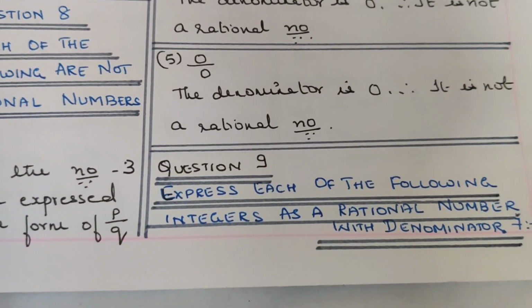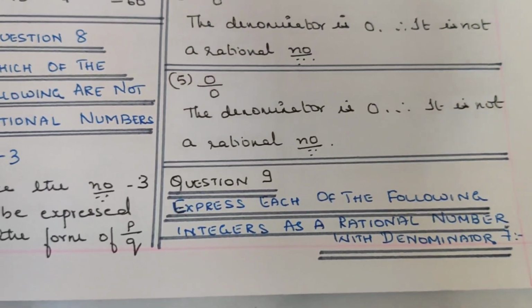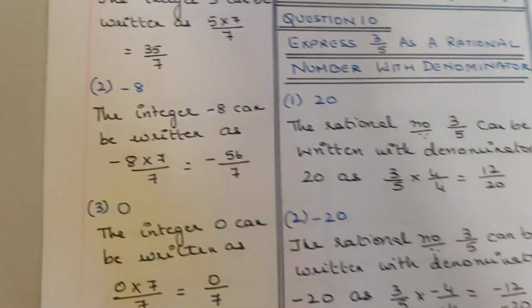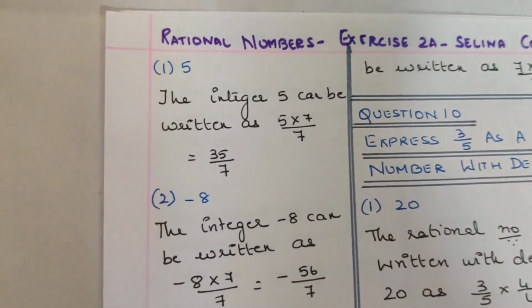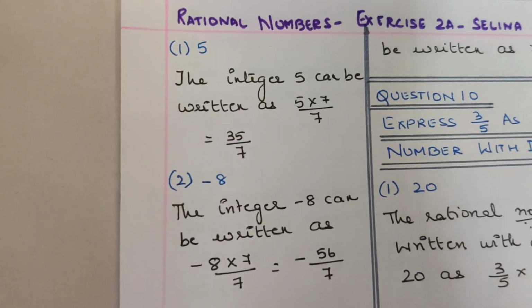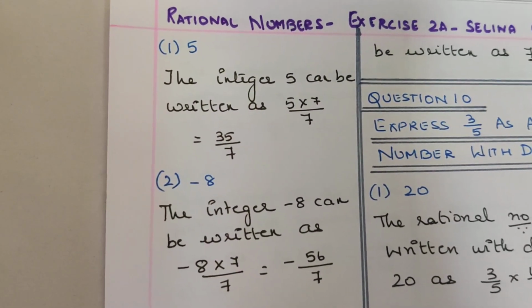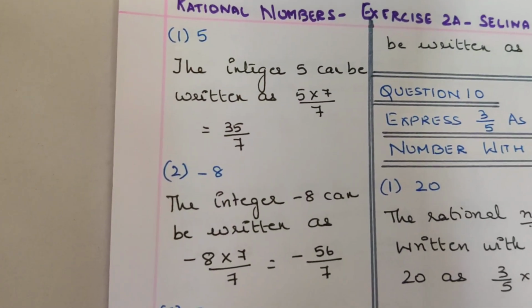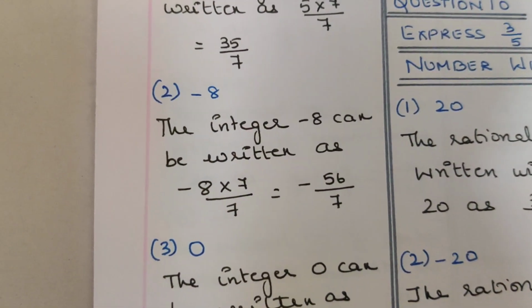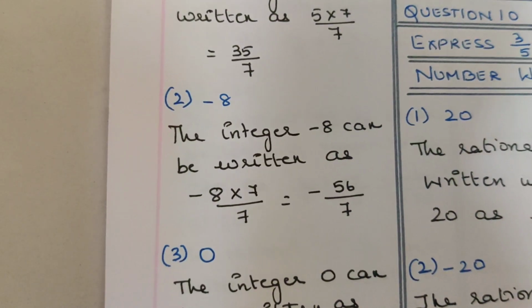Express each of the following integers as a rational number with the denominator 7. Pretty easy kiddos. You have to just follow the concept. So what is it? Integer 5, they want the denominator as 7. So when you want the denominator as 7, you multiply both numerator and the denominator by 7. So you get 35 by 7. So minus 8, again minus 8 into 7 by 7, that is minus 56 by 7.